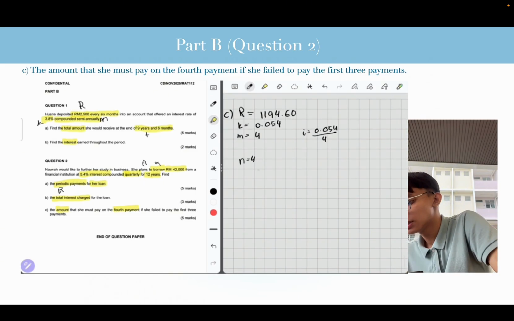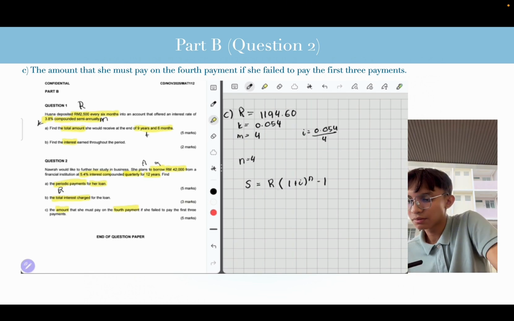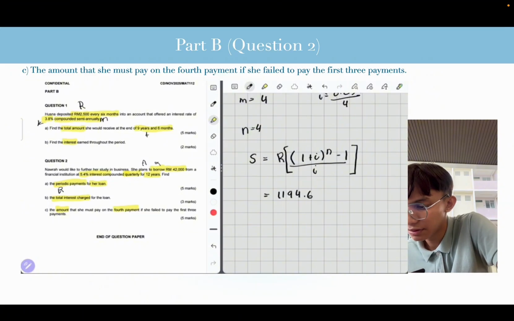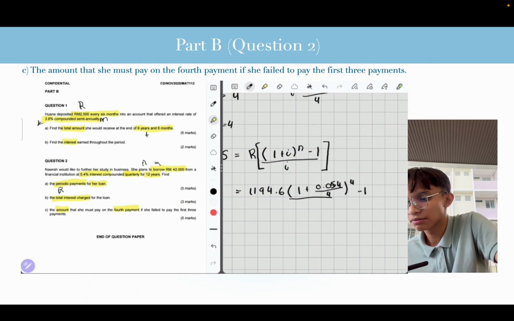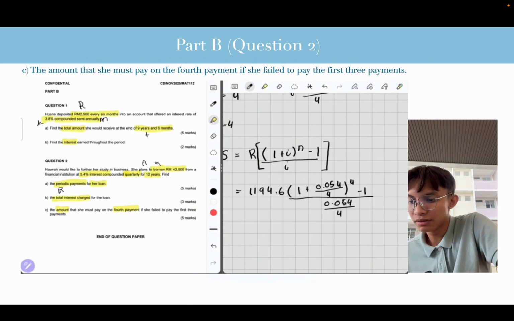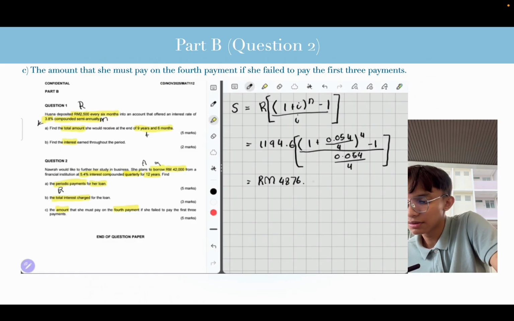Let's just use the formula. We use formula S for this one because it wants the future value. So S equal to R, 1 plus I to the power of N minus 1, over I. We bracket, R equal to 1194.6, 1 plus 0.054 over 4. The N is 4, minus 1, over 0.054 over 4. Now we bracket and with that, RM4876.04.